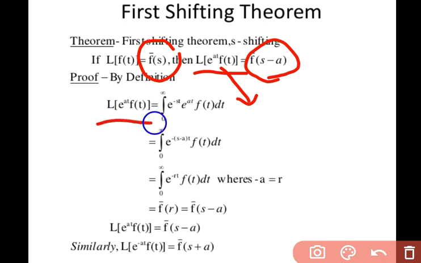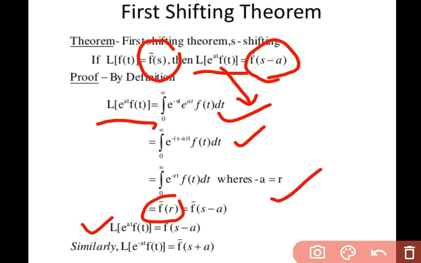So L of e to the power at f of t, by definition we can write as, and after solving the integral, and then we put it here, s minus a equal r, we get this f bar r, where r is equal to s minus a. And then finally we get the Laplace transform of e to the power at f of t equal F bar of s minus a. Similarly we can prove L of e to the power minus at f of t equal F bar s plus a. Clear?